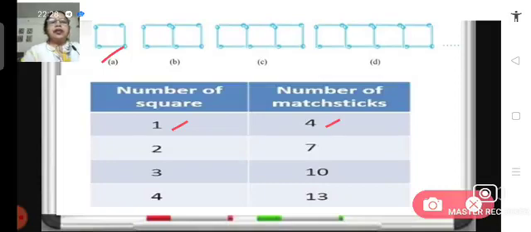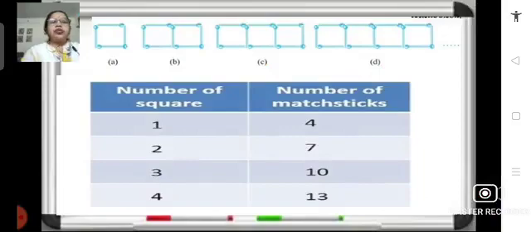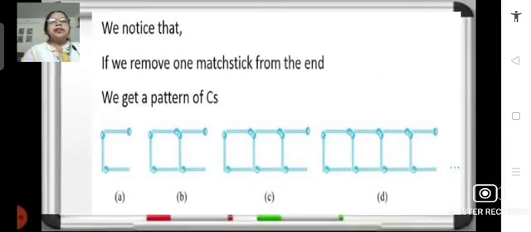Okay, for 2 squares, like for B, we have 7 matchsticks. For C, that means for the third one, we have 10 matchsticks. And in D, for 4 squares, we have 13 matchsticks. So, can we find out a rule from this?